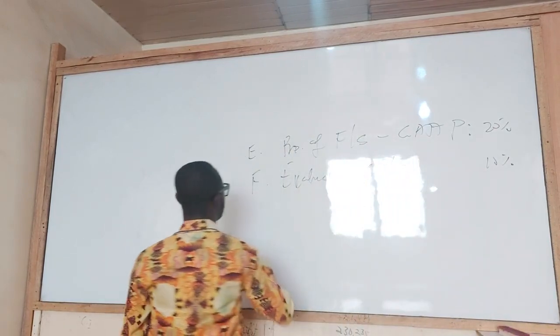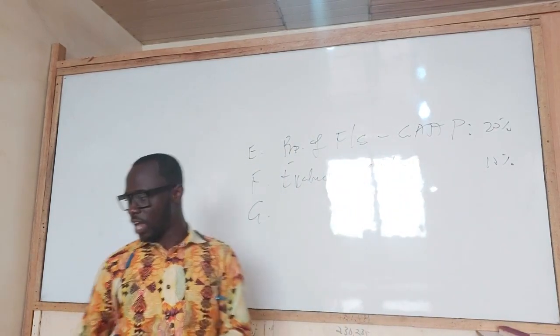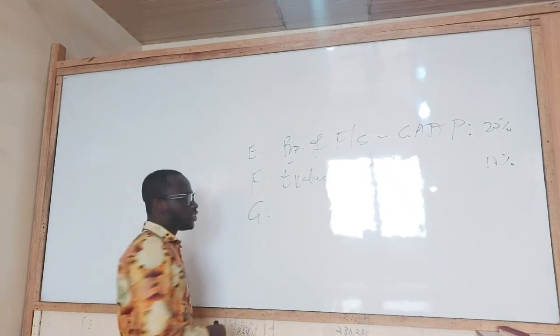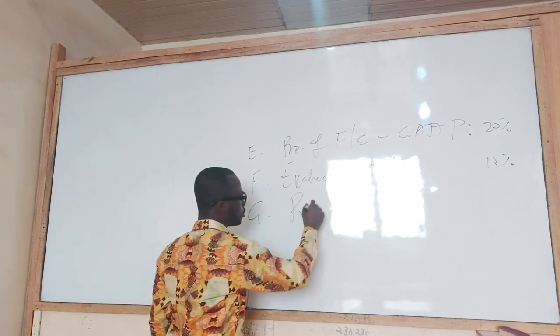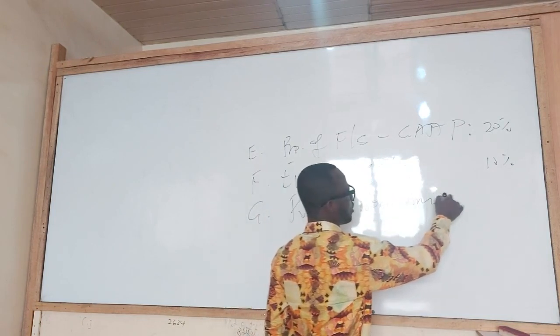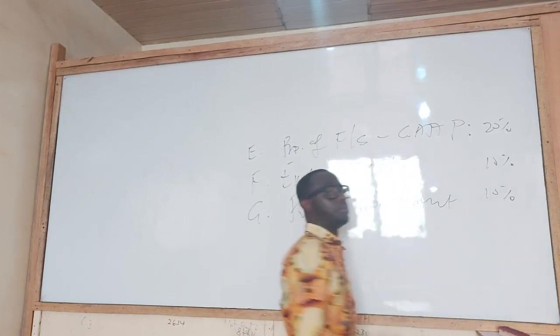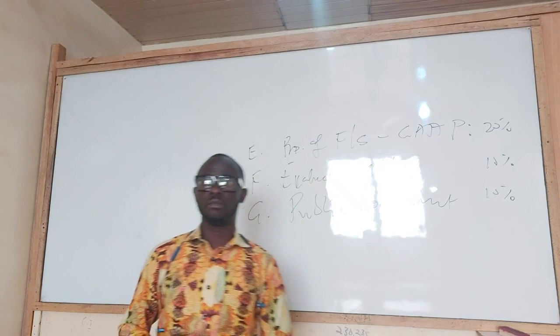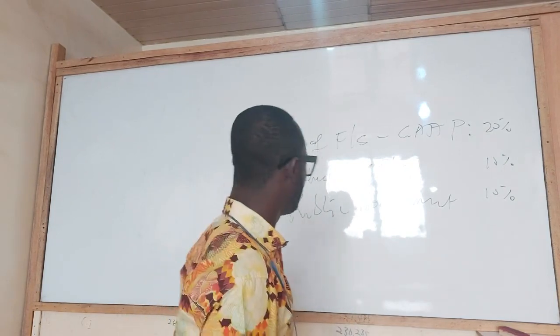Then we come to G, after E and F, rules and procedures in procurement. So we're going to look at public procurement here, and that is 10% of the syllabus. Public procurement, 10% of the syllabus.